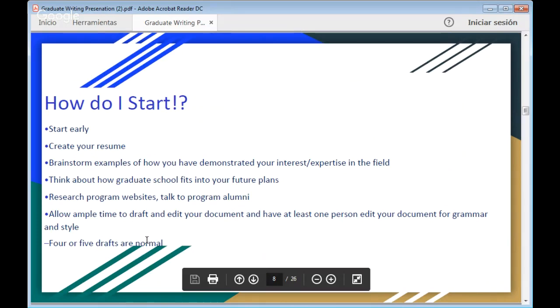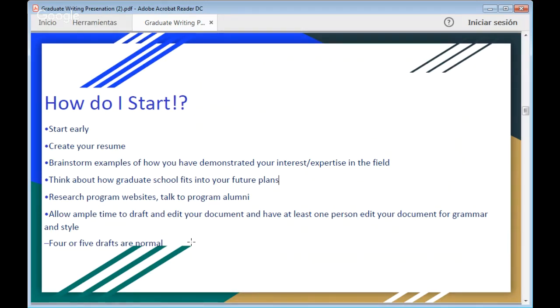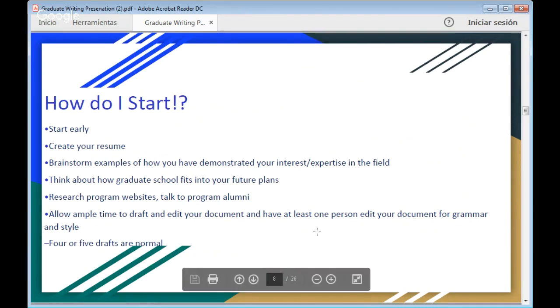Allow ample time to draft and edit your document, and have at least one person edit your document for grammar and style. So you want to make sure you're making several drafts and editing your document for typos, for any errors, and have at least one person, but I would say to try to get as many people as possible edit your document. They may just pick up on mistakes that you didn't necessarily see.